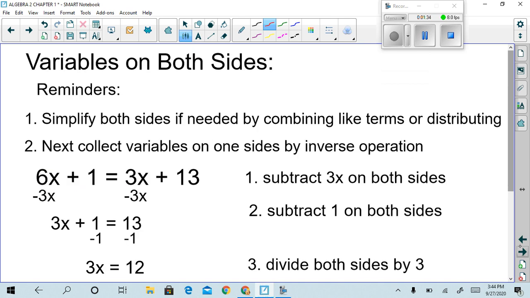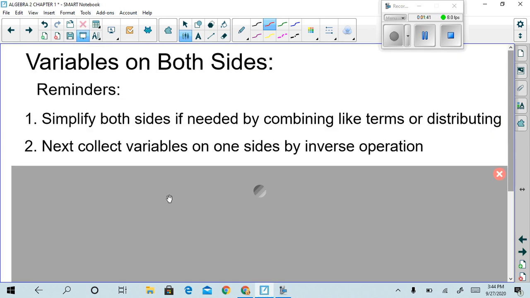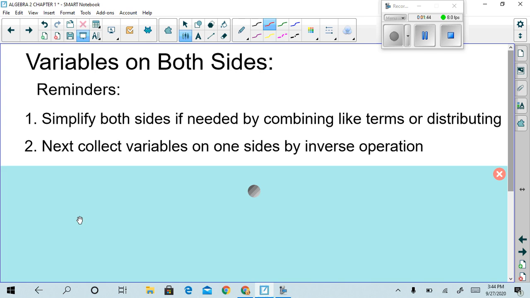One other thing we encountered was when there were variables on both sides. When there's variables on both sides, we need to look at a few things. So here's a couple of reminders. You want to simplify both sides first. You might have to combine like terms, you might have to distribute, you might have to do both. The second step after that would be to move those variables on one side. And then you'll be either left with a variable expression to inverse operations, or you might have either a no solution or an infinite solution result.